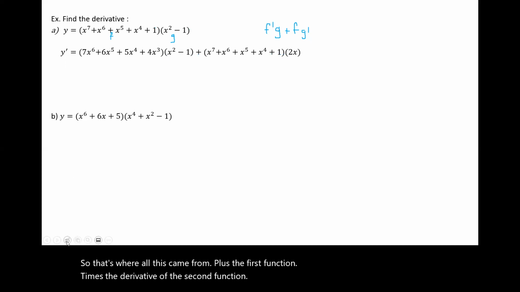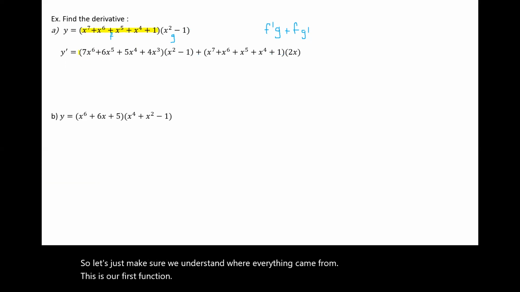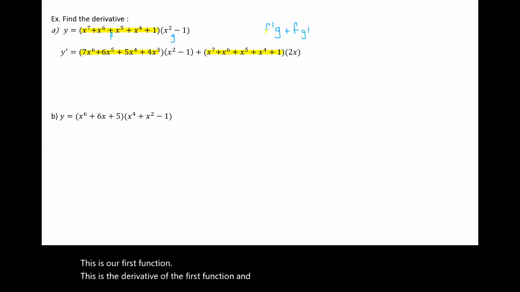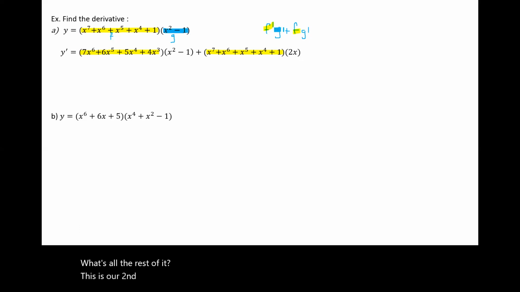So let's just make sure we understand where everything came from. This is our first function. This is the derivative of the first function, and this is the first function. So derivative of first function, first function. What's all the rest of it? This is our second function. So this is g and g prime. So there's the second function and its derivative. Am I expecting you to multiply that out? And the answer is no.